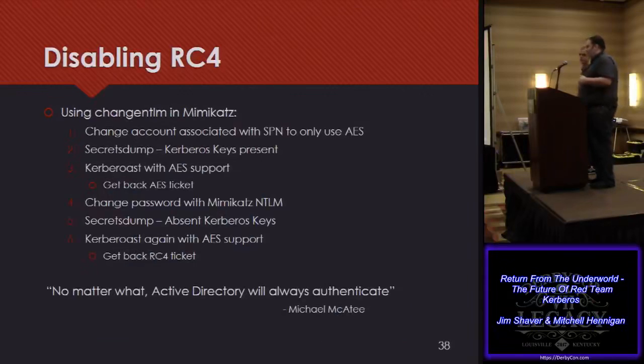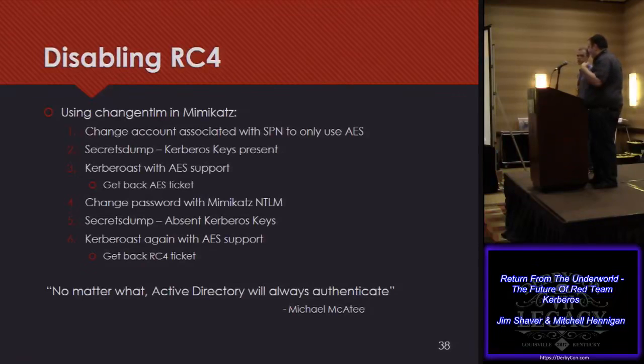We thought one of two things happened. Either we were wrong about the way the keys worked, I don't think that was it, or we would see old keys when we secretsdumped. Well, it turns out with Microsoft there's always a third way. So we set up an account to use AES only, so that it would have to use Kerberos keys and wouldn't use the NTLM hash. We secretsdumped to see what the Kerberos keys look like for that account. It has Kerberos keys, and I know what they are. And we Kerberoasted with our new version of Impacket that supports AES Kerberoasting, and we got a ticket back.